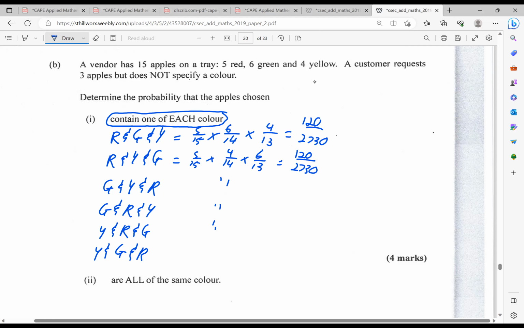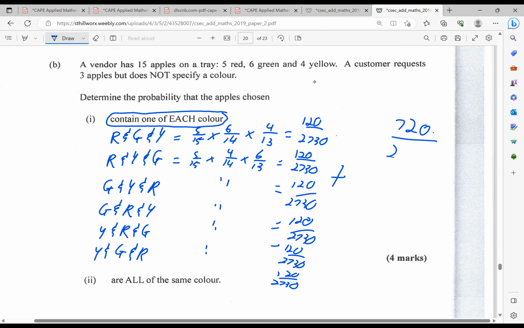So when you look at it, it's all the same thing. 120 over 2730, 120 over 2730, 120 over 2730. Multiply by 6, or you can add them all together. You get 720 over 2730.